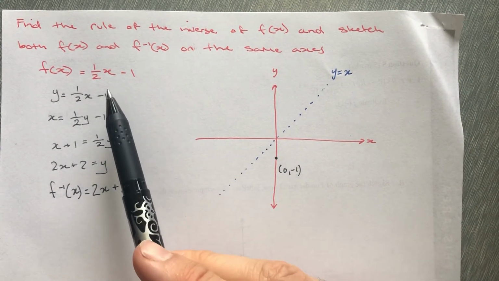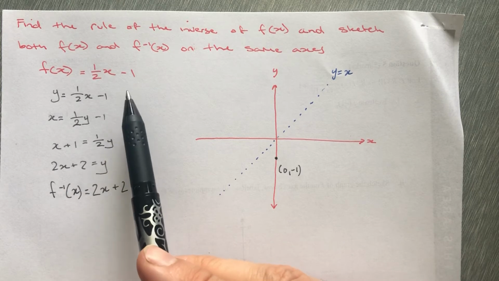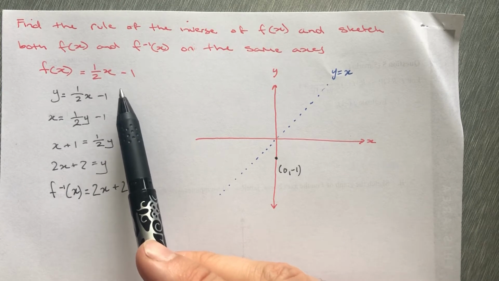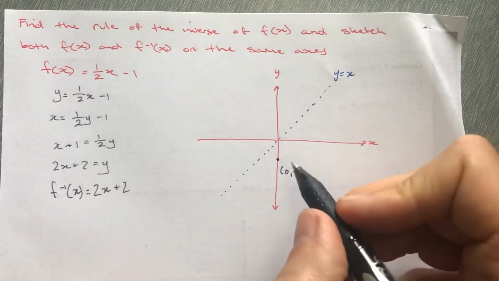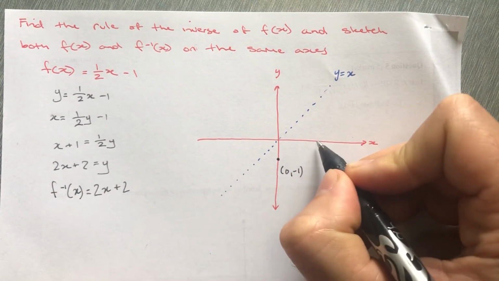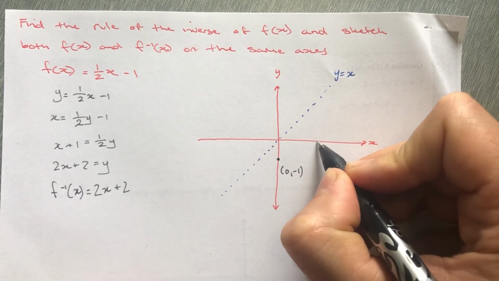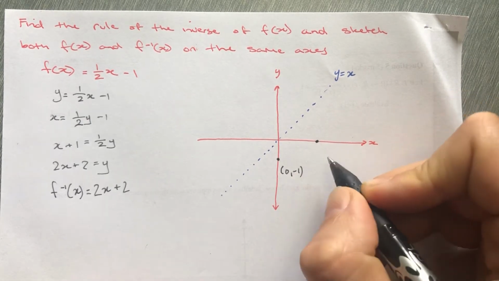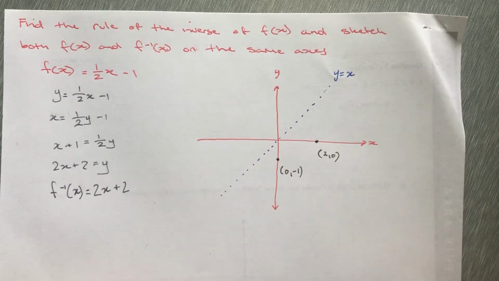And if our gradient's 1/2, we should have an x-intercept of 2. So you can put y equals 0 into that rule if you want to, or if you can do it in your head, go ahead. But it should be at 2. So if we want to go to scale, that's probably going to be around about here. So x is 2 and y is 0.